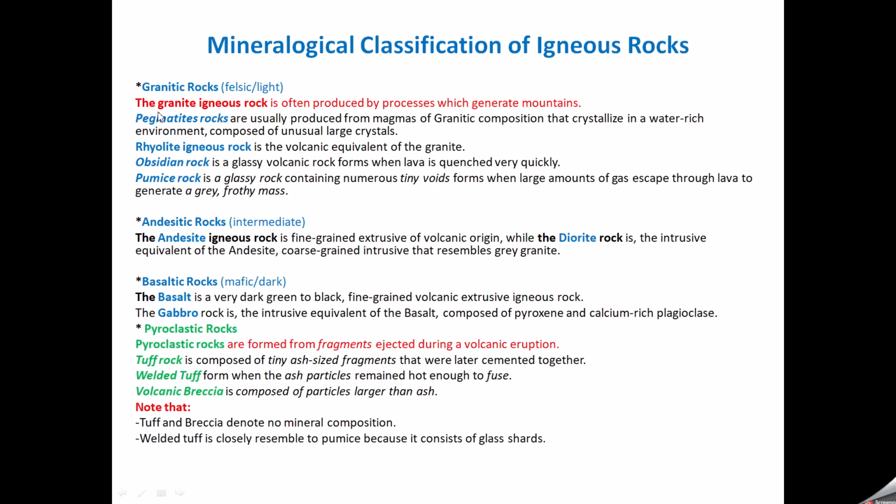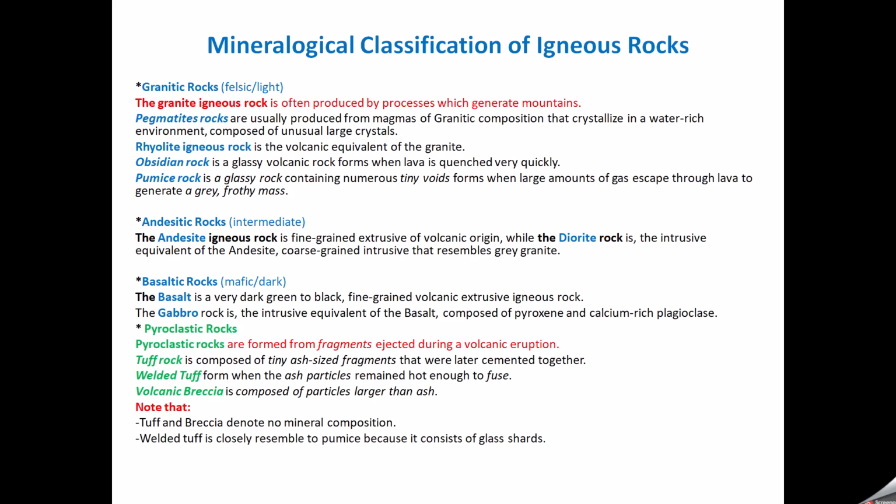The granitic or granite igneous rock is often produced by processes which generate mountains. So this is good information: we'll find it in the mountain building zones. Pegmatite rock is the same as granite. The only difference is that it is usually produced from magmas of granitic composition that crystallize in a water-rich environment, composed of unusually large crystals. So sometimes we find granitic rocks with very large crystals. Those we call pegmatite rocks. They're still granitic, but we call them pegmatite.